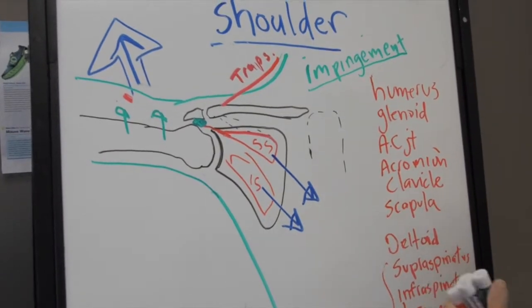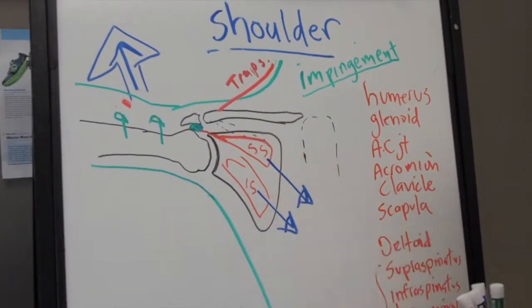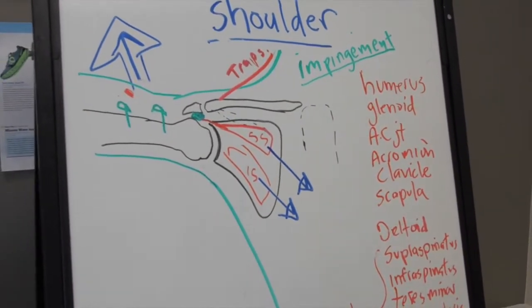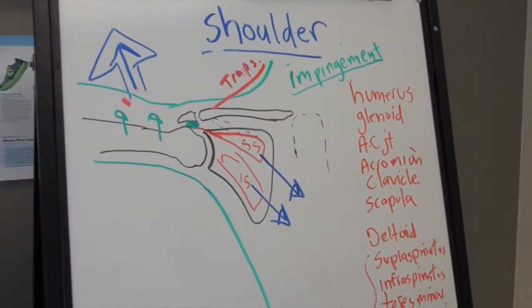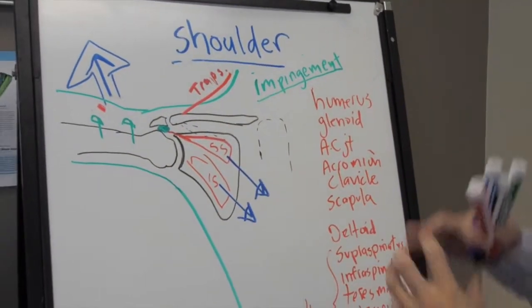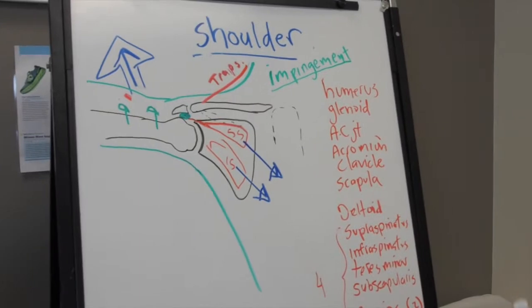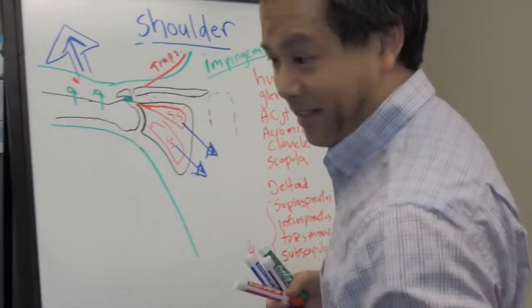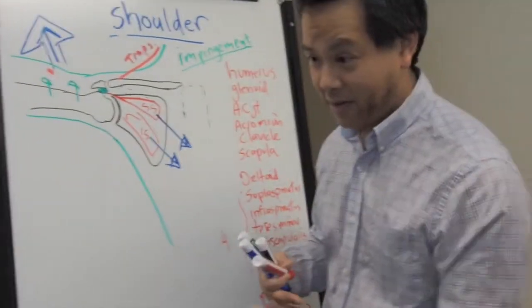How do you stop impingement from happening? Strengthen the rotator cuff muscles. Complicating matters is range of motion. If you have a tight shoulder to begin with, then the whole shoulder's tight. So you can get impingement just from not having good range of motion, which is what we emphasize when I do the physical exam. Range of motion.